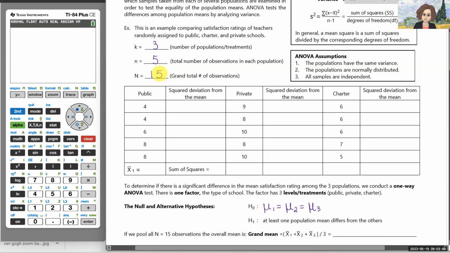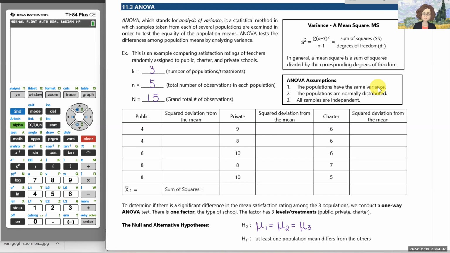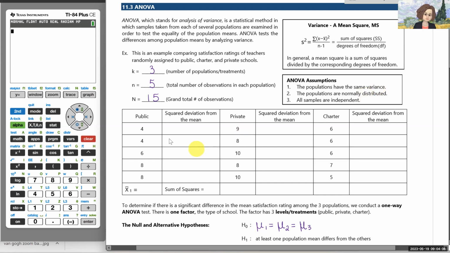As we begin conducting an ANOVA test, there are certain assumptions that need to be met. The first one is that the populations have the same variance. I know we don't deal with variance a lot in this course, so let's think of variance as measuring variation in a data set from its mean. We're going to assume, even though we don't know the means of the populations, that the variation in satisfaction ratings at public schools is equal to the variation at private schools is equal to the variation at charter schools. That assumption is part of the reason that this test is called an ANOVA test.